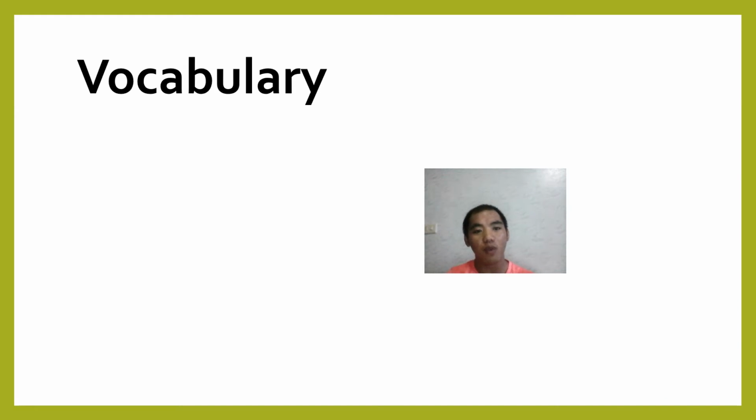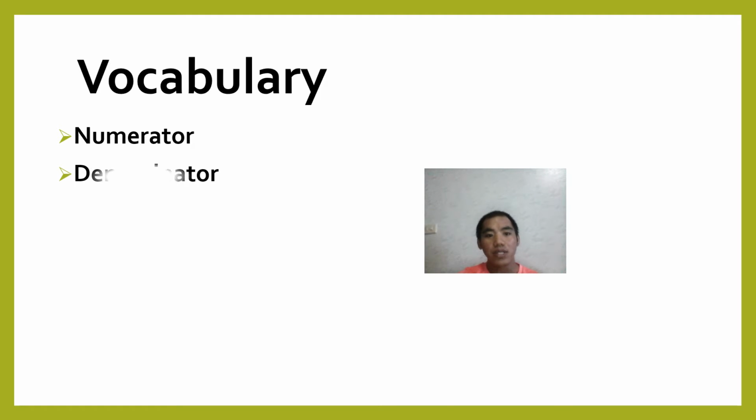And we have here the vocabulary for today. First we have numerator. When you say numerator, this is the number above the line of a fraction. So in writing a fraction, we use a line to separate the numerator and the denominator. The numerator is the number above the line, while denominator is the number below the line. Later on, I will be showing you some examples of this. But these are not new to you, actually, because we learned this already.